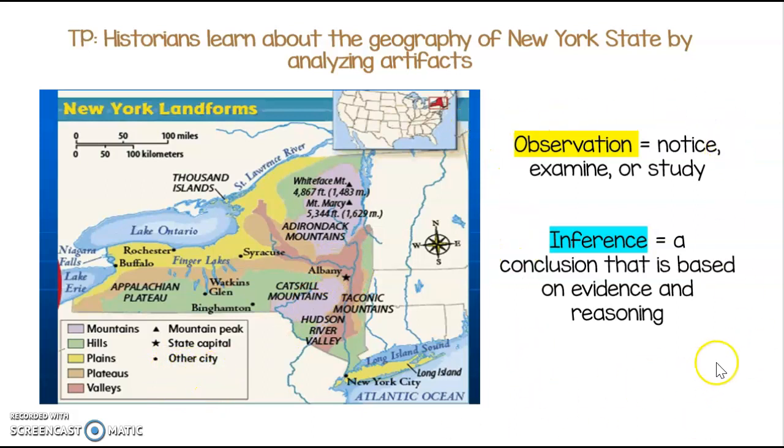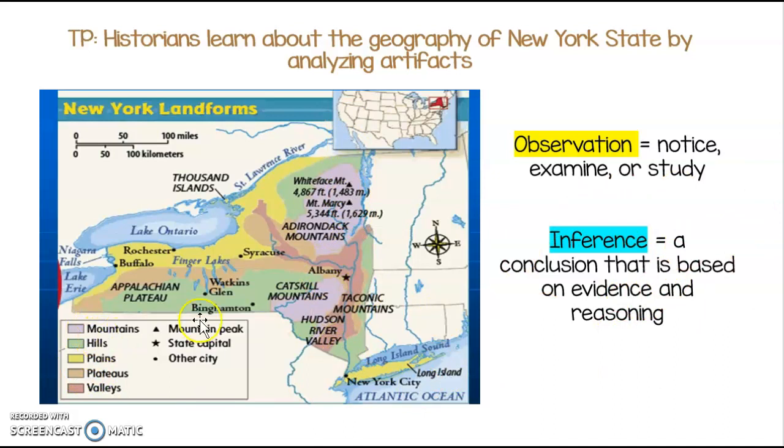So from our science lesson, you should have learned from Ms. Higgins the difference between an observation and an inference. An observation is when we notice, examine, or study something. And an inference is a conclusion that is based on evidence and reasoning. So basically, from our observation, we can come up with an inference. We're going to apply those same skills into reading this map. I'm going to make an observation just looking at this map and also an inference.